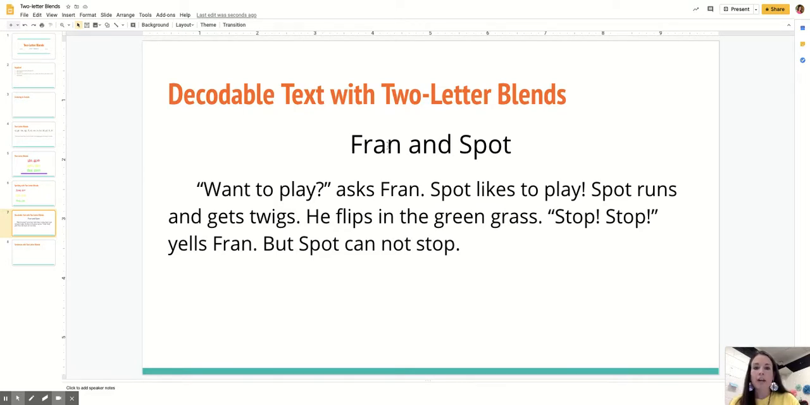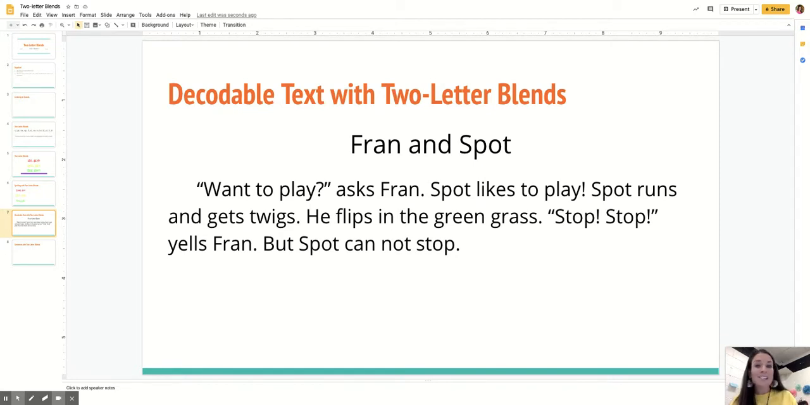It says, "Fran and Spot want to play?" asks Fran. Spot likes to play. Spot runs and gets twigs. He flips in the green grass. "Stop, stop," yells Fran, but Spot cannot stop.